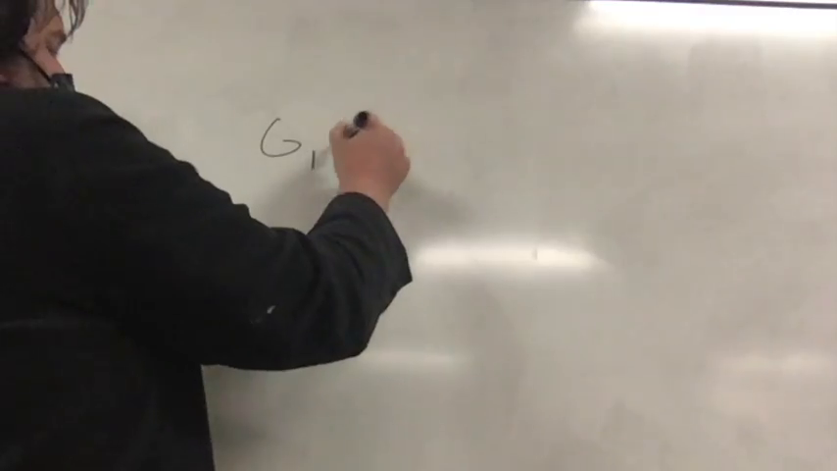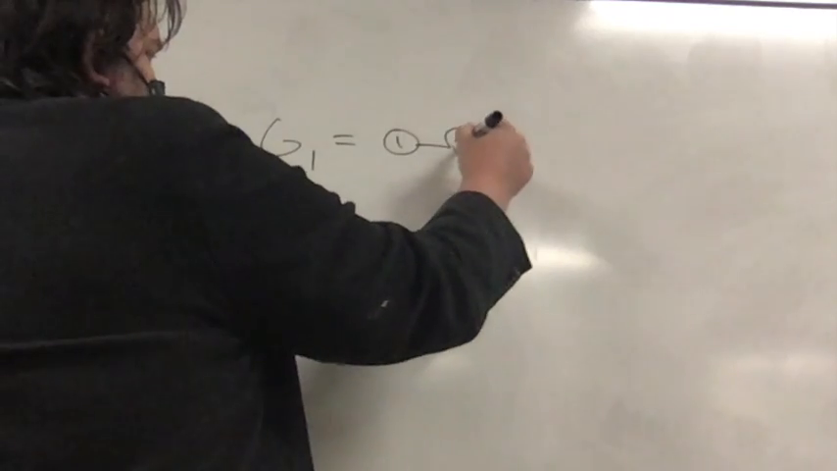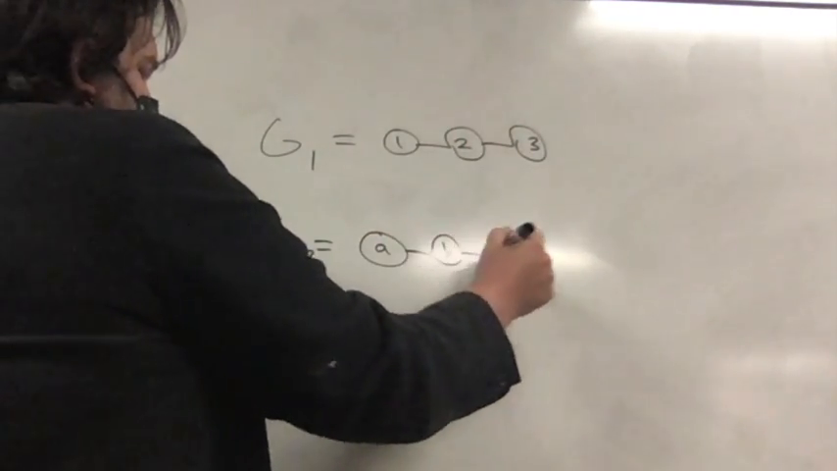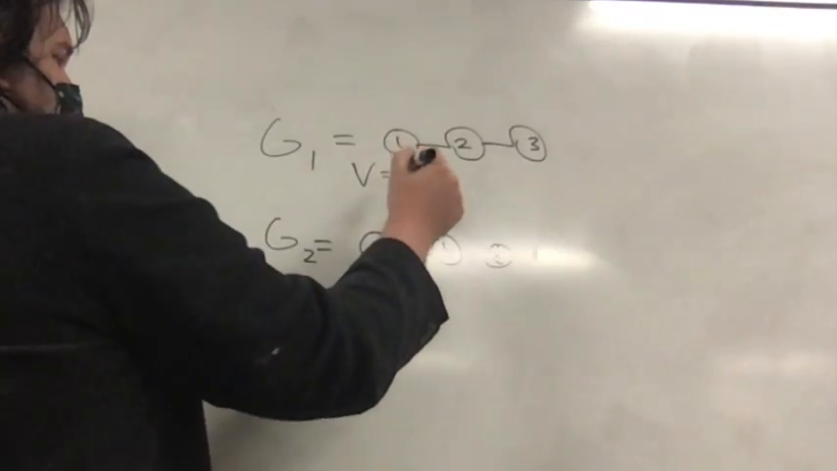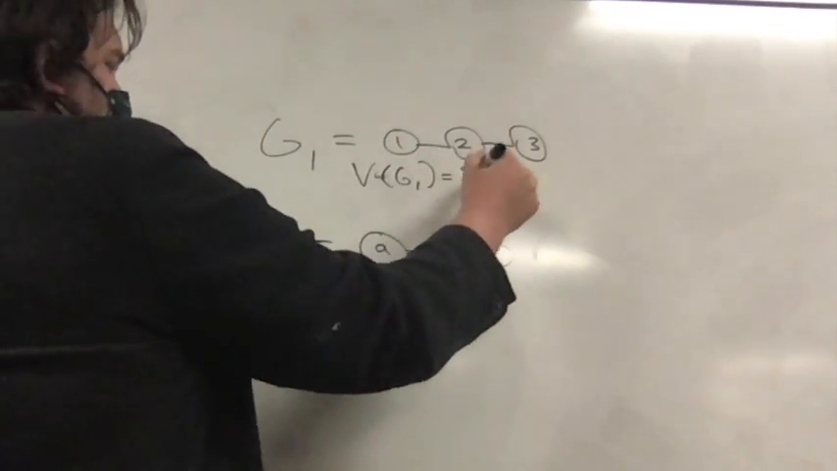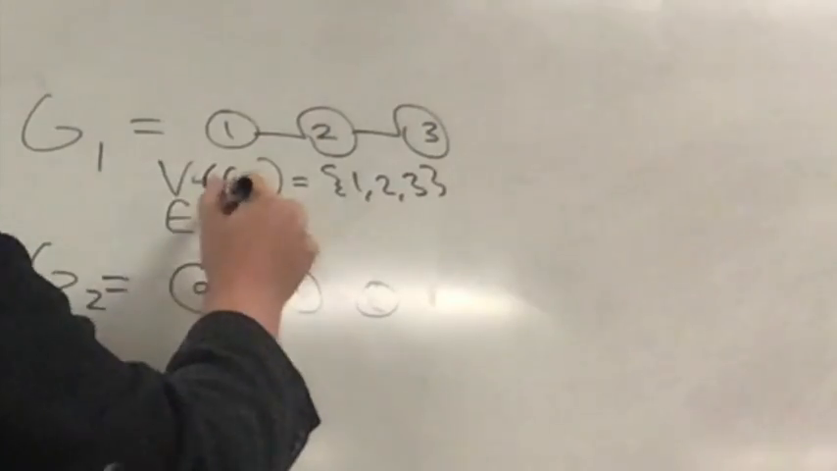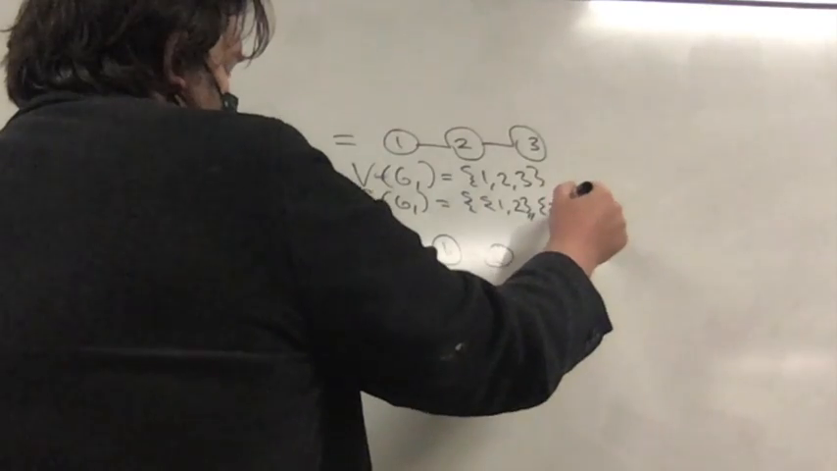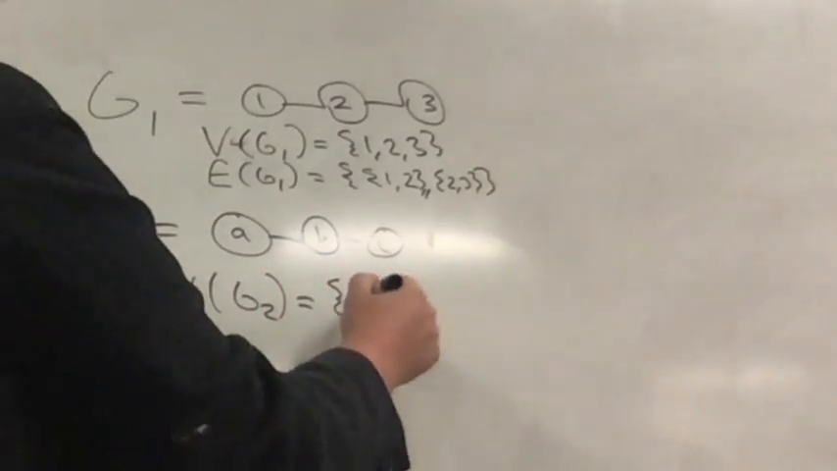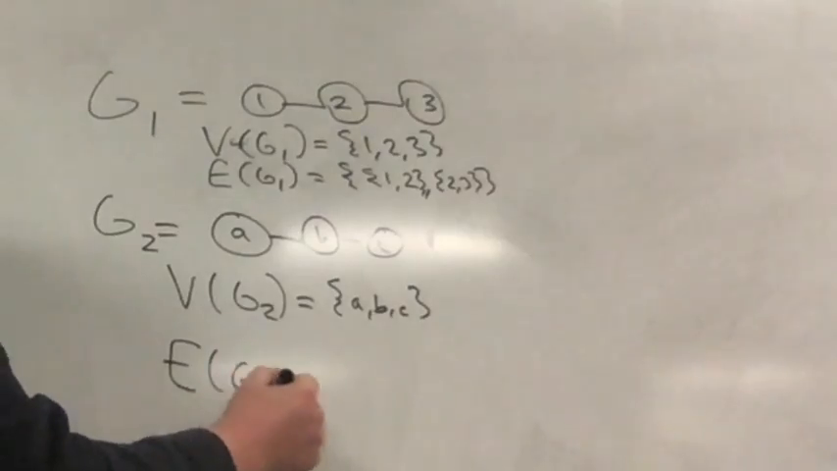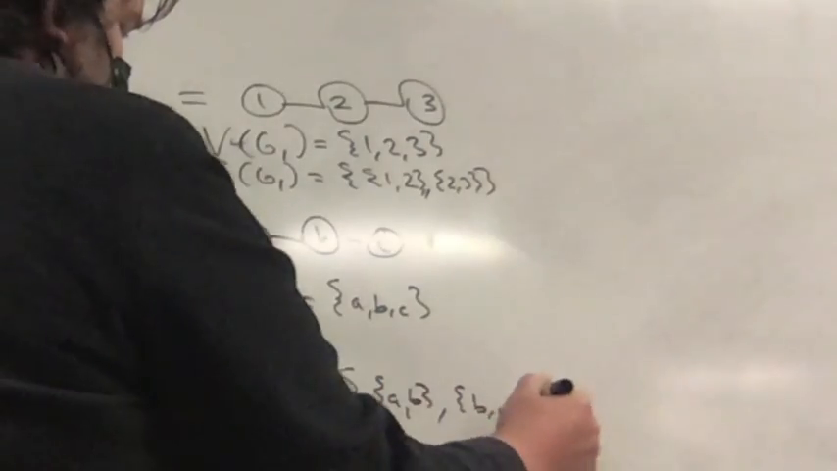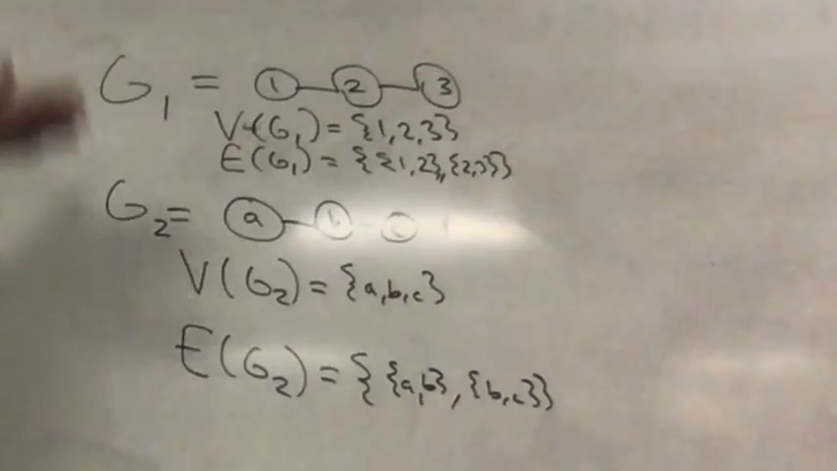We have this isomorphism business, and how this would look with our G1 being 1, 2, 3, and our G2 being A, B, C. So here, V of G1, we said, was the set {1, 2, 3}, and E of G1 was the set {12, 23}. V of G2 is equal to {A, B, C}, and E of G2 is equal to {AB, BC}. How can I exhibit an isomorphism between these?